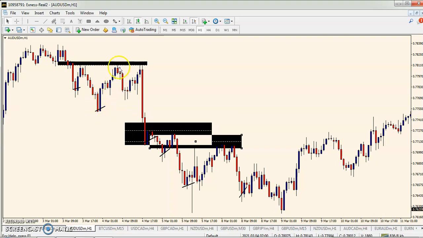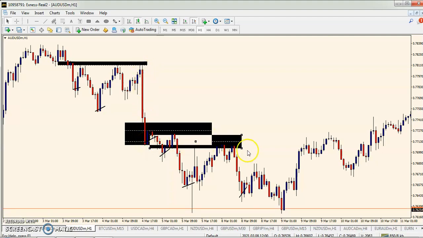Okay, there is a pullback again to this order block, but price is respecting this order block because there is no candle closing above it. Same point to this rejection here. You guys can understand me? So after price rejected this order block, it went for a second, strong lower low, which is here.